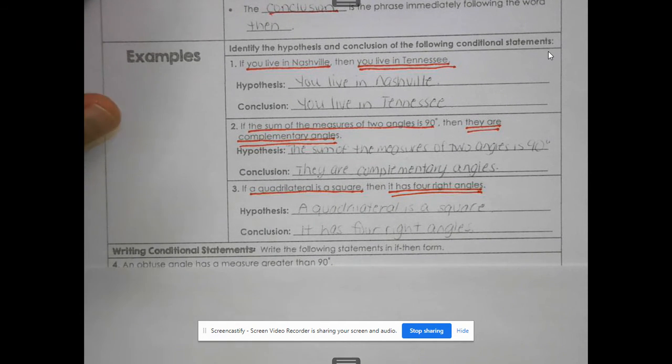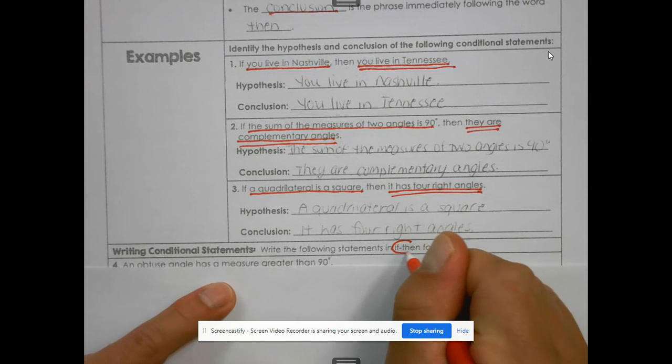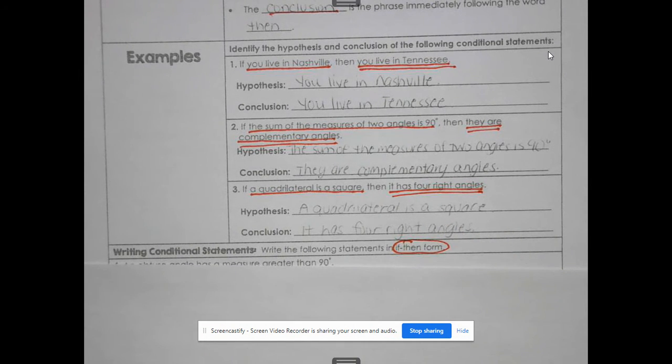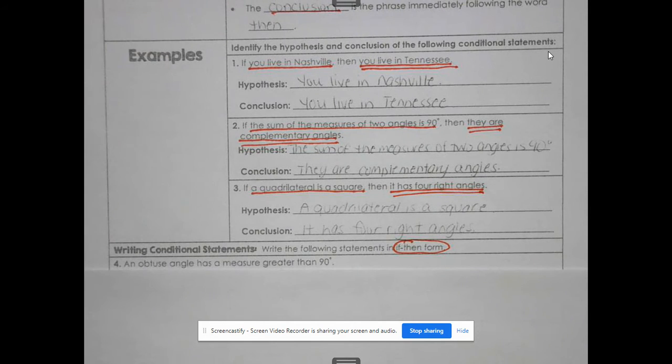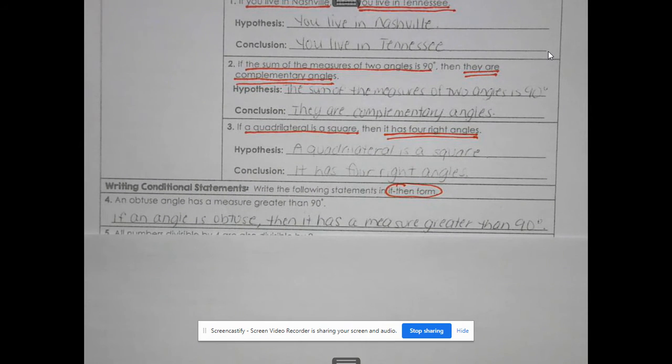Okay, now next section, guys, it's going to give us a statement, and our job is to write it in the if-then form. If this, then that. All right. There's many ways you can write these. I'm just going to give you one example of how it can be written, but you can rearrange words. You can add a word or two if you need to, but the overall goal is to make this into an if-then statement. Statement: an obtuse angle has a measure greater than 90. The if-then form: if an angle is obtuse, then it has a measure greater than 90.